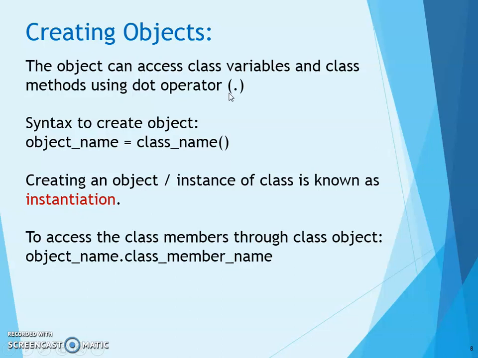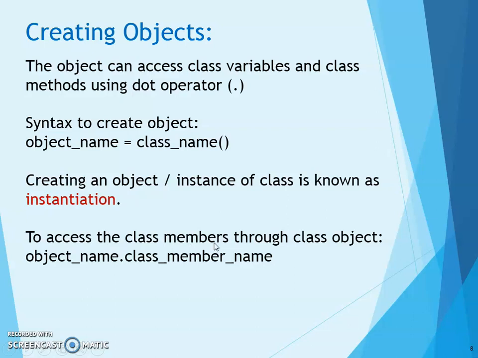Now we'll see the syntax of creating an object. So for creating an object, we can write object name is equal to class name and round brackets. So this is the syntax for creating an object. Creating an object or instance of a class is also called instantiation. So we are creating an instance means we are instantiating the object.